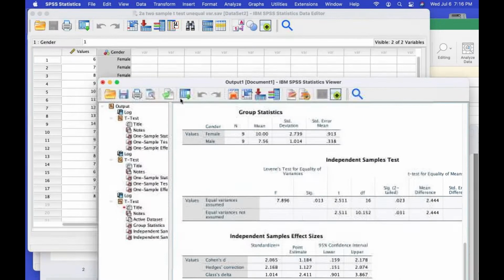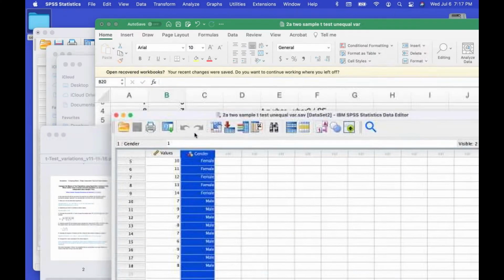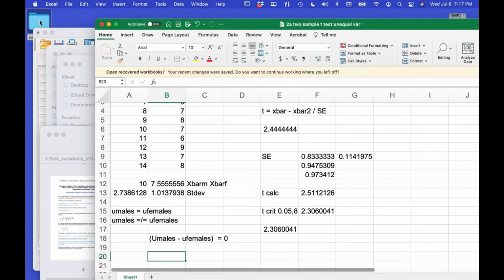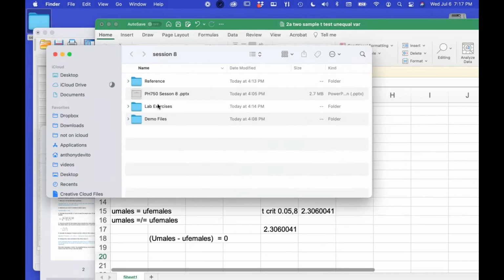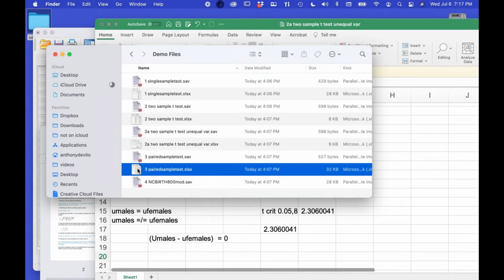So let's take a look at what our next possibility is. What's the only thing that's remaining that we haven't done yet in this group? What kind of test? A paired samples t-test. Okay, so I'm going to go to my demo files, and I have data here for paired samples. Let's open up the Excel.